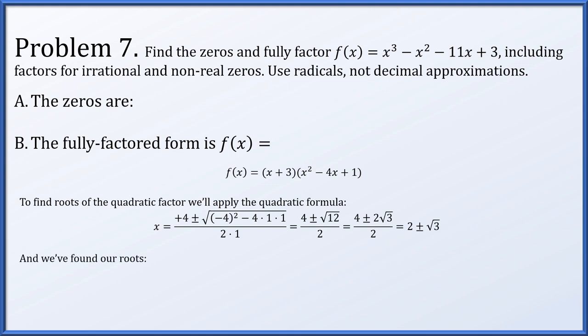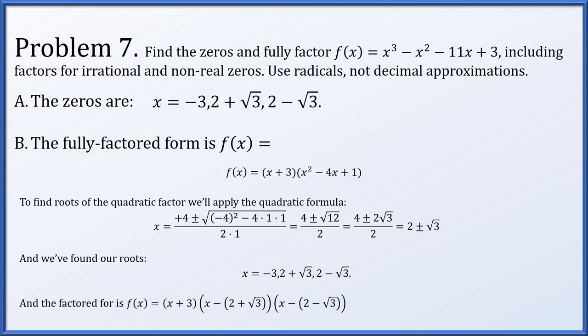This means we have found our factors and all of our roots. So the roots are negative 3, 2 plus root 3, and 2 minus root 3. There they are. And our factors are x plus 3, x minus one of the roots 2 plus root 3, and x minus the other root 2 minus root 3.